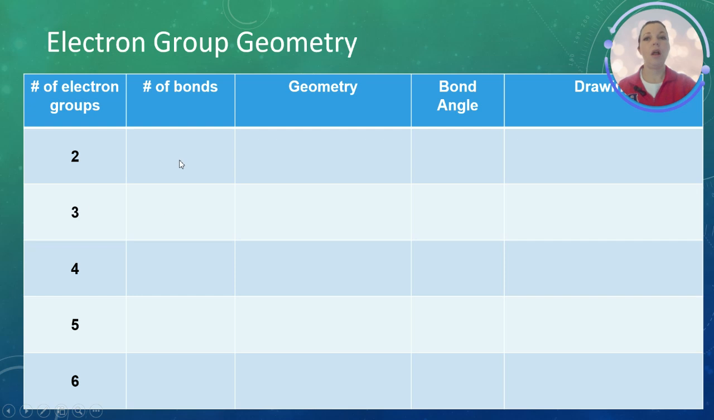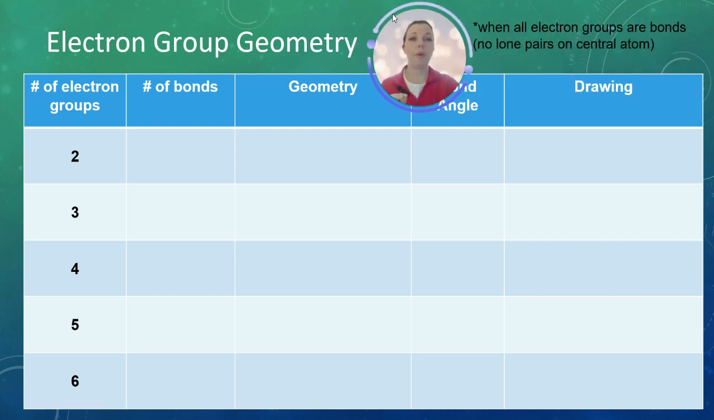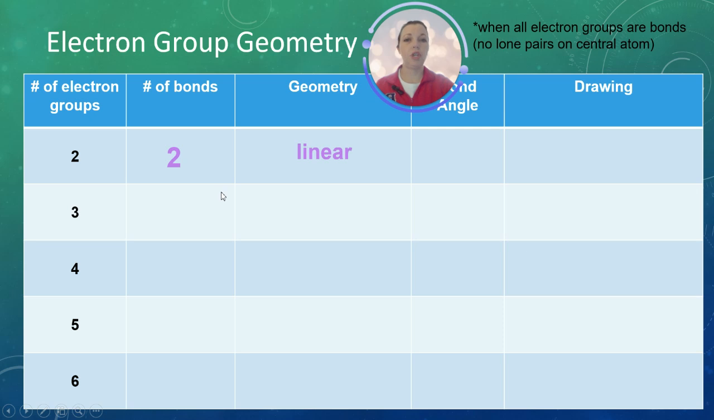So this is the main group geometries, which is when all the electron groups are bonds. So in other words, you have no lone pairs on your central atom. Of course, you're going to fill your outer atoms with lone pairs. But in VSEPR, we're mainly talking about the geometry around the central atom. So if you have two electron groups, then there would be two bonds and the geometry would be linear. The bond angle would be 180 and it would look like this.